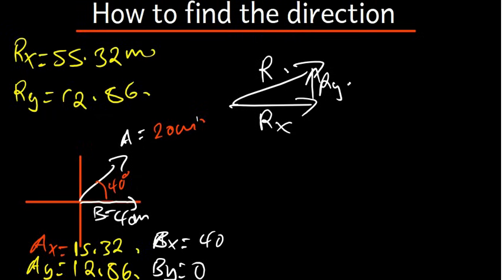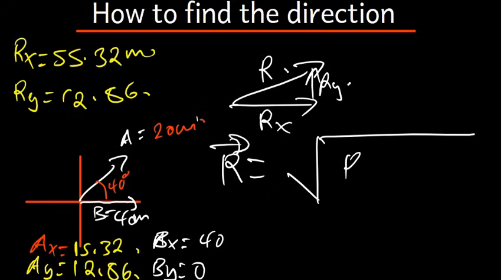Meaning we have gone back to the Pythagoras theorem. So here we are going to say the resultant is going to be equal to the square root of Rx squared plus Ry squared.